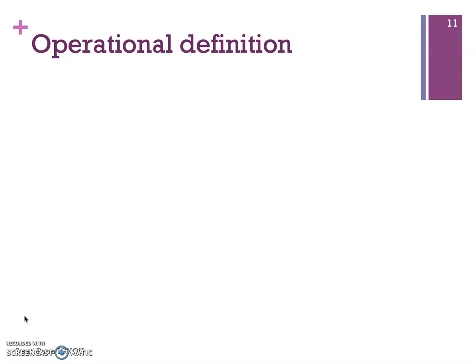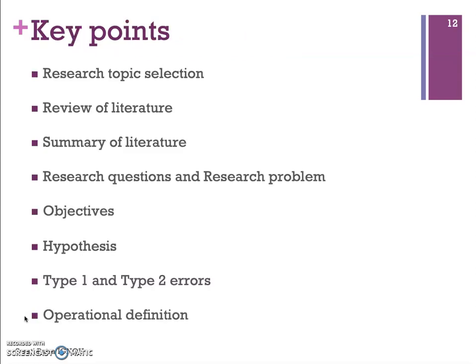So learners, in this video, we learned about the selection of a research topic. We discussed about the review of literature, research questions or research problem, formulating objectives and hypotheses, type 1 error and type 2 error, and operational definition of the variables taken in the study.